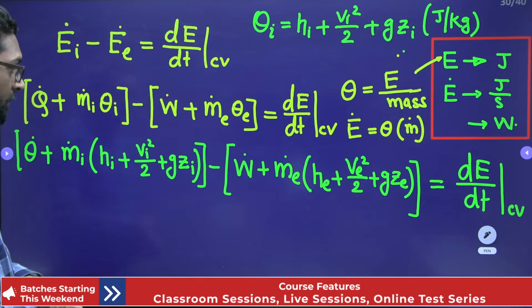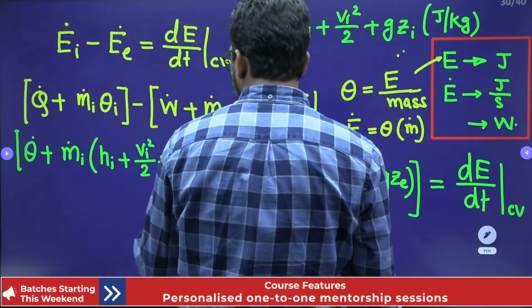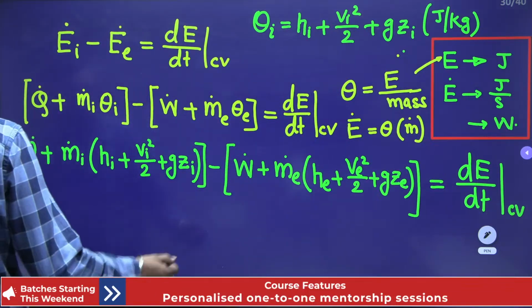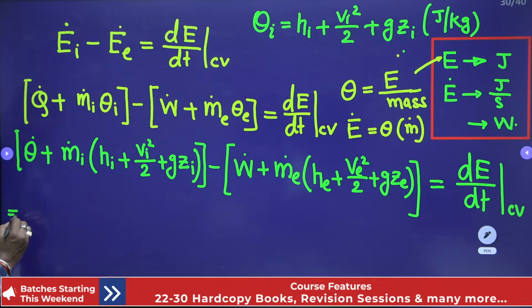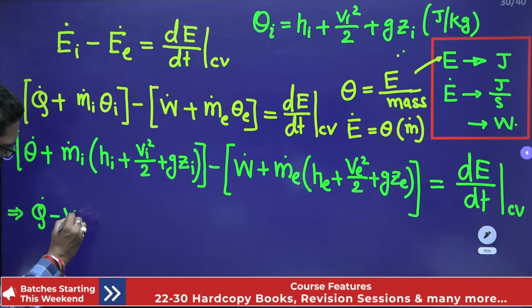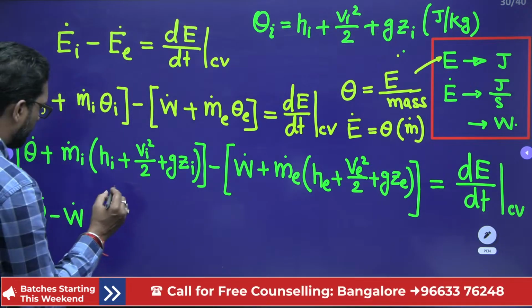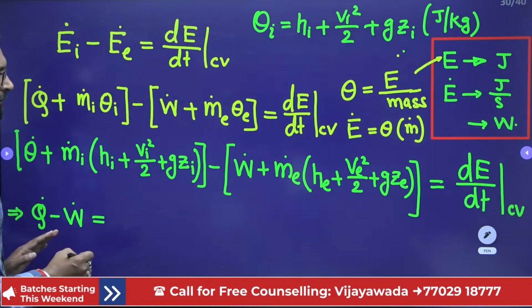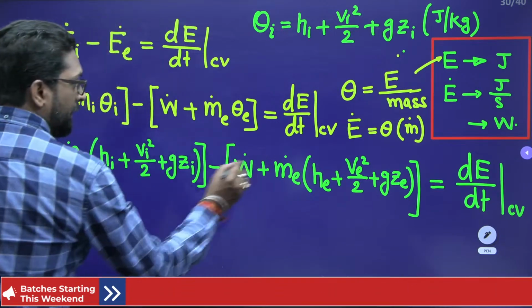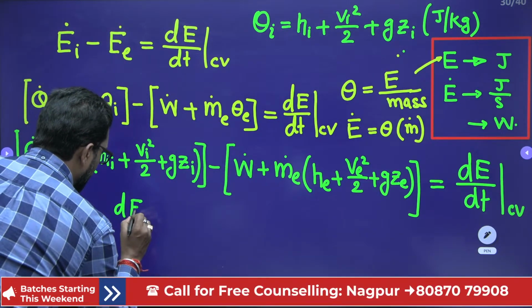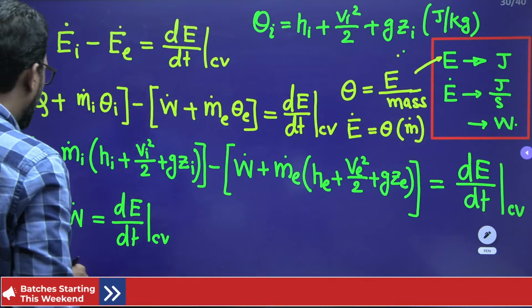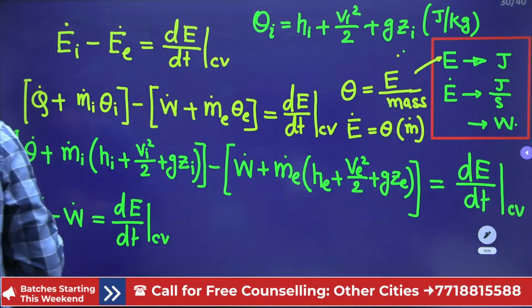Now, see my dear, this is the equation, you can write like that also. Q dot minus W dot, this is the work output of a control volume, is equal to, take that side, dE by dt of a control volume, okay, take that side.